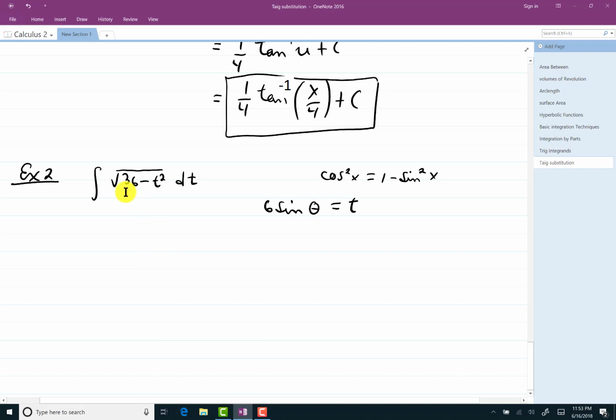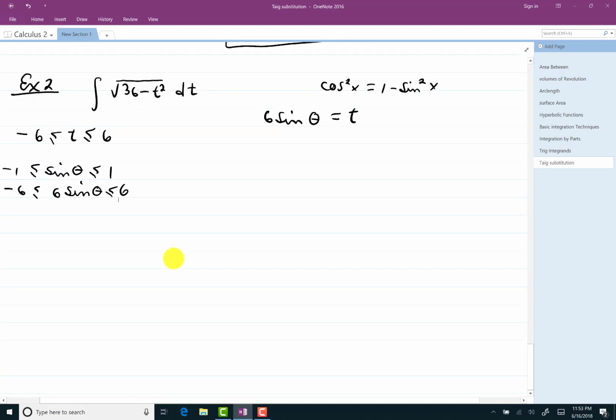Secondly, you ought to know for this that the lowest t can be is -6 and the highest t can be is +6. So t is allowed to roam between -6 and +6. Now it just so happens that sine of theta lives between -1 and 1. However, -6 is less than or equal to 6 sine of theta is less than or equal to 6. So what I'm saying is 6 sine of theta can take on whatever values t wants to have. So we go back to the integral.